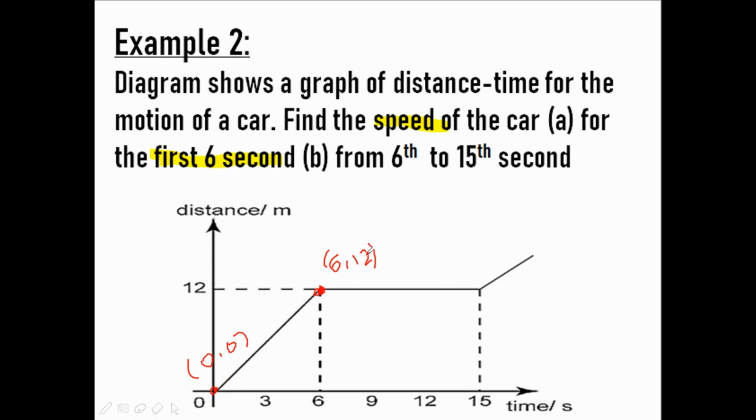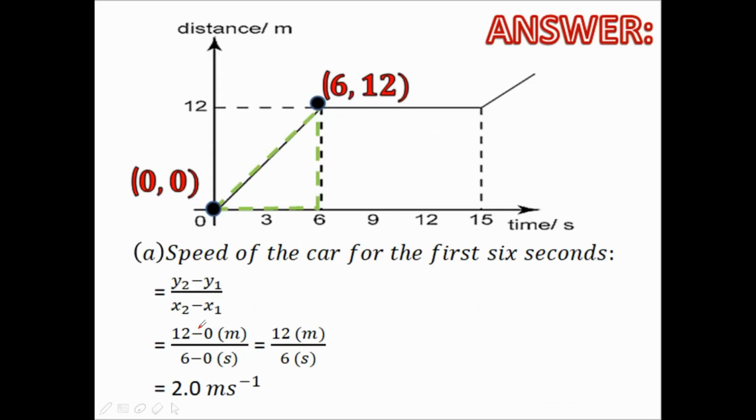Then the gradient will be 12 minus 0 over 6 minus 0. So 12 over 6. Look at the unit: distance is meter, time is second. So you just write down here meter over second. So 12 divided by 6, you will have 2. The unit is meter per second. So from O to this point, the speed of the car is 2 meter per second. This means that in 1 second, the car can move 2 meters.